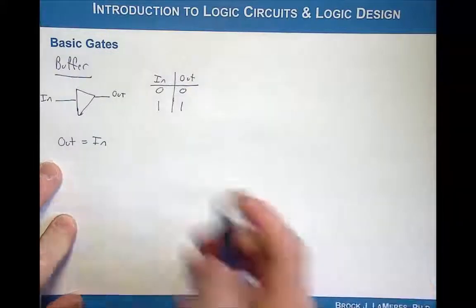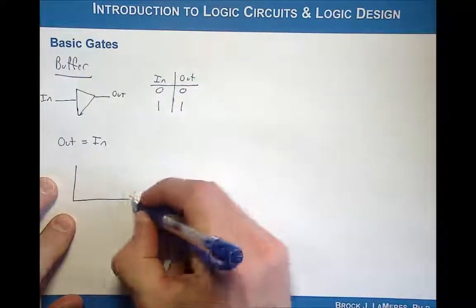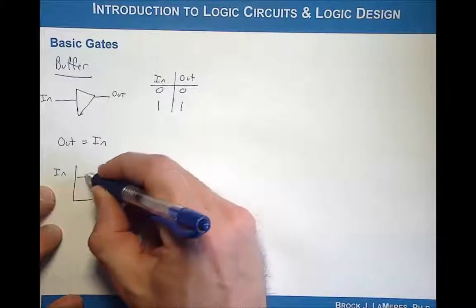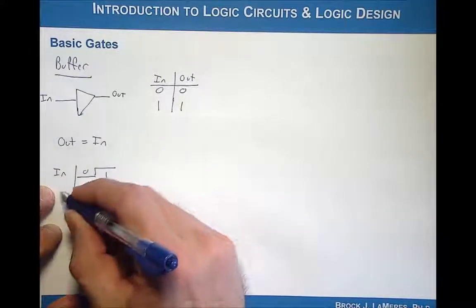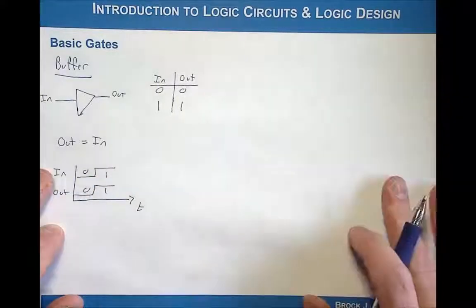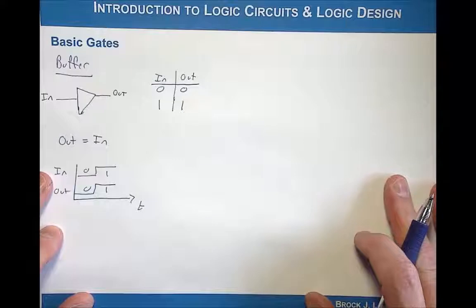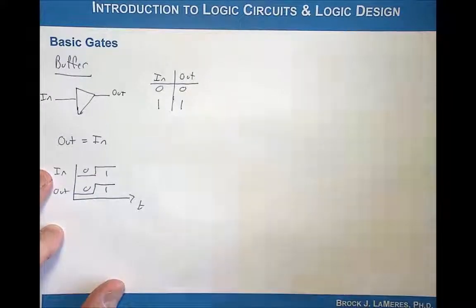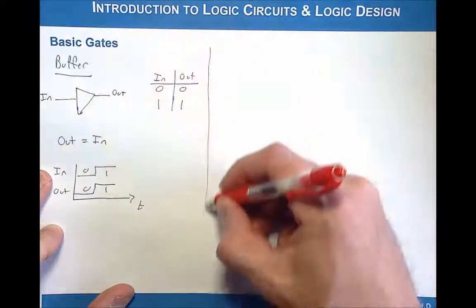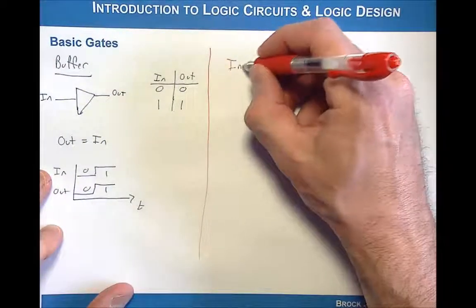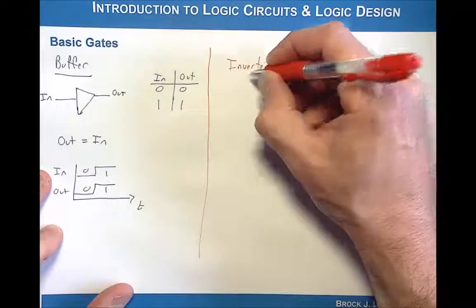And then if we looked at the logic waveform of this versus time, we'd simply have an input that came along, was a 0, went to a 1, and the output would simply be a 0 and a 1. So the most basic thing that you can do with a digital system, or a digital signal, is just pass it from the input to the output, and that is called a buffer. Okay. The next most basic thing you can do is invert a signal. So let's take a look at the next basic gate, which is an inverter.